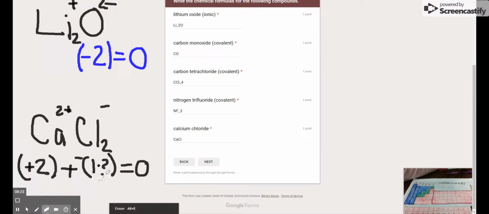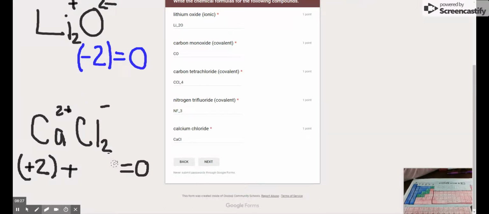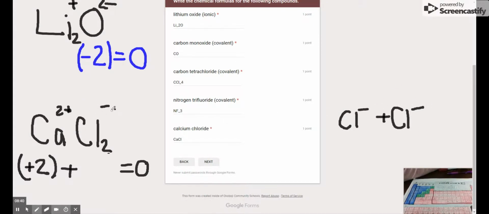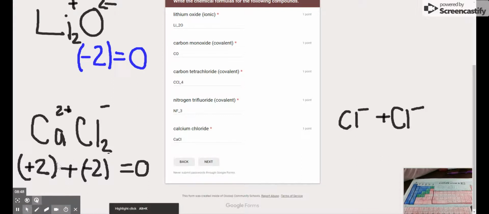Again, it's because you want your overall charge to be 0. And this is like saying you've got 1 Cl with a negative, plus another Cl with a negative. There's 2 negatively charged put together, which balances out that +2. Therefore, the final answer will be CaCl₂.